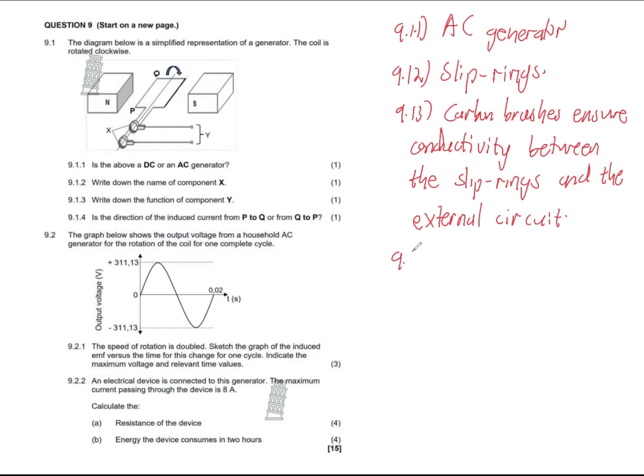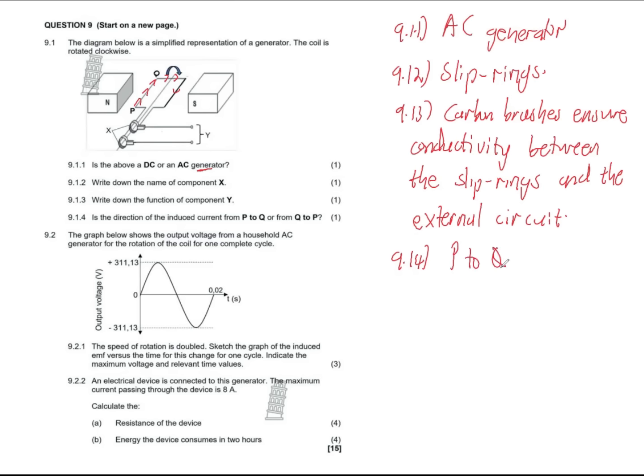Then 9.1.4 says, is the direction of the induced current from P to Q or Q to P? So this is a generator once again. It is being rotated clockwise, meaning that current will also flow clockwise. So this has to be what? P to Q.